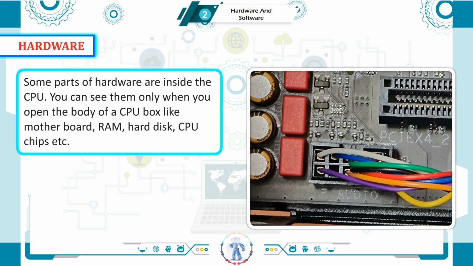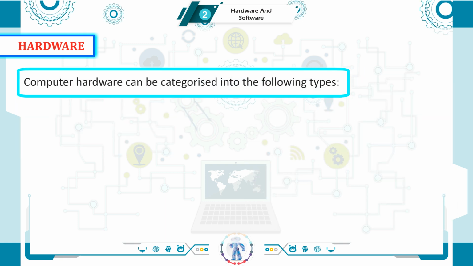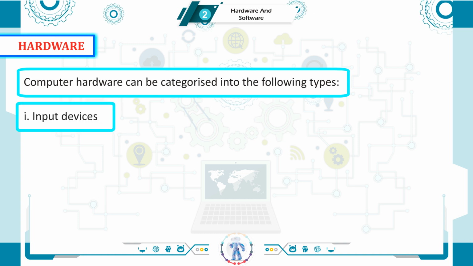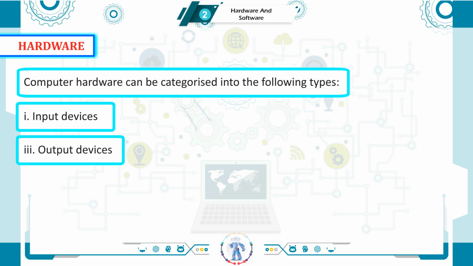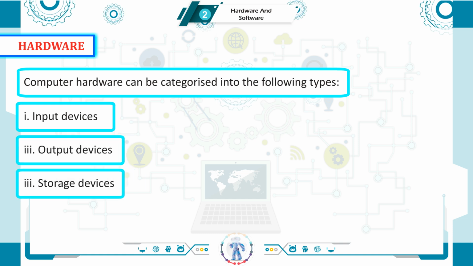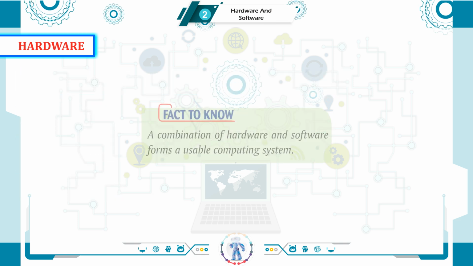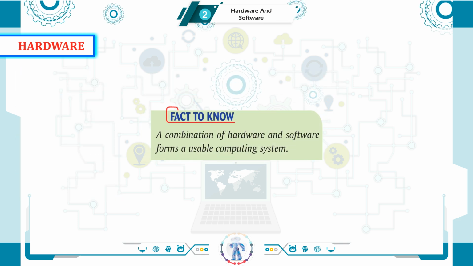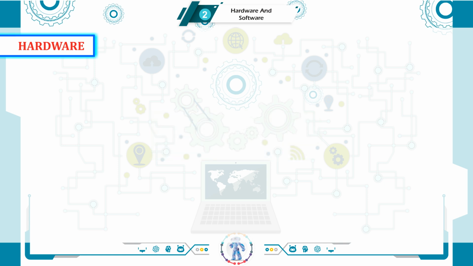chips, etc. Computer hardware can be categorized into the following types: 1. Input devices. 2. Output devices. 3. Storage devices. Fact to know: a combination of hardware and software forms a usable computing system.